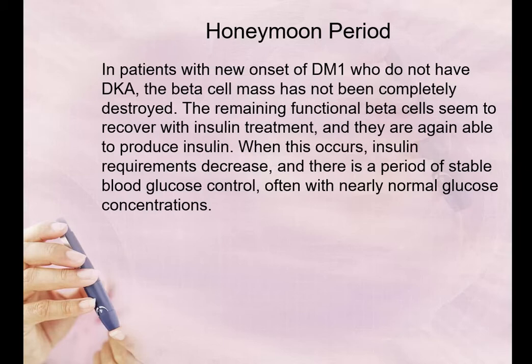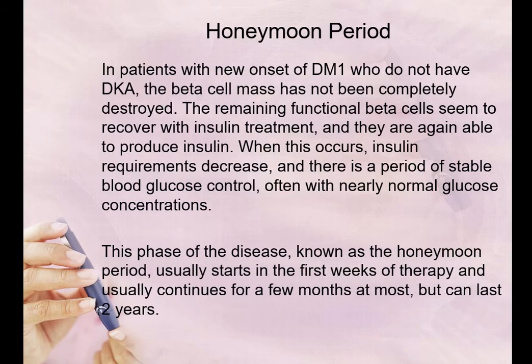The remaining functional beta cells seem to recover with insulin treatment, and they are again able to produce insulin. When this occurs, insulin requirement decreases, and there is a period of stable blood glucose control, often with nearly normal glucose concentration. This phase of the disease, known as the honeymoon period, usually starts in the first week of therapy and usually continues for a few months at most, but can last up to 2 years.